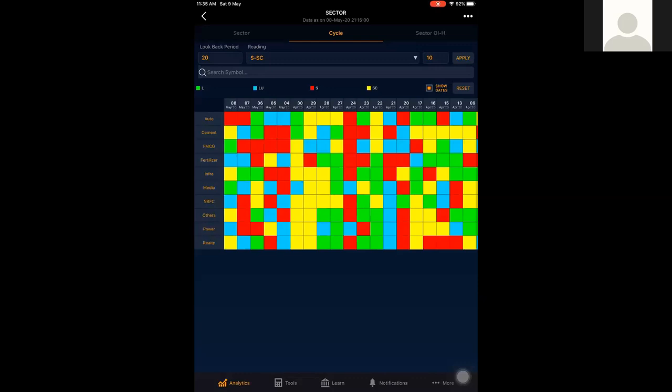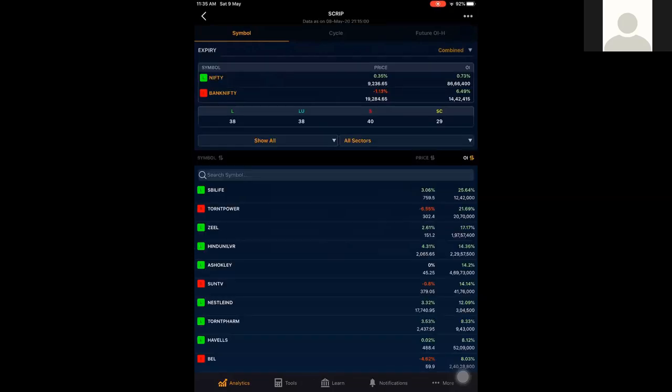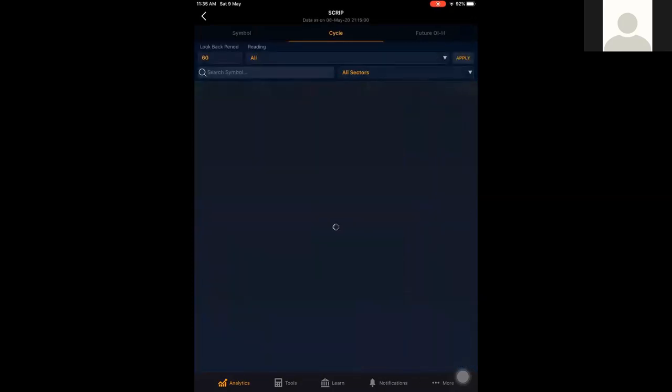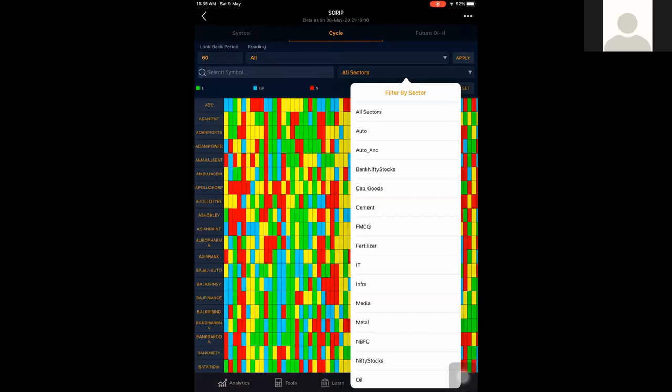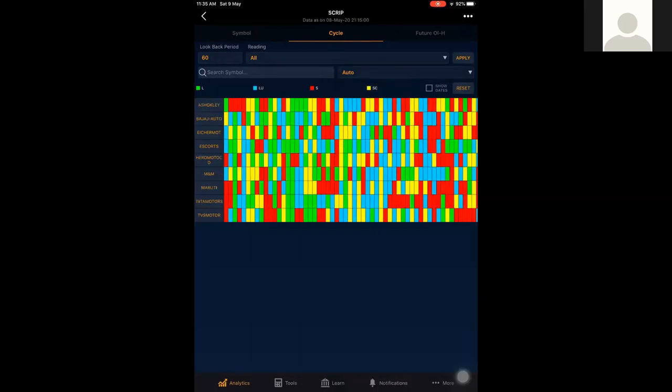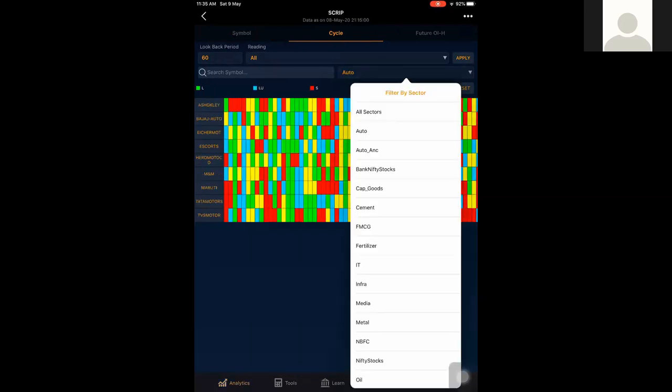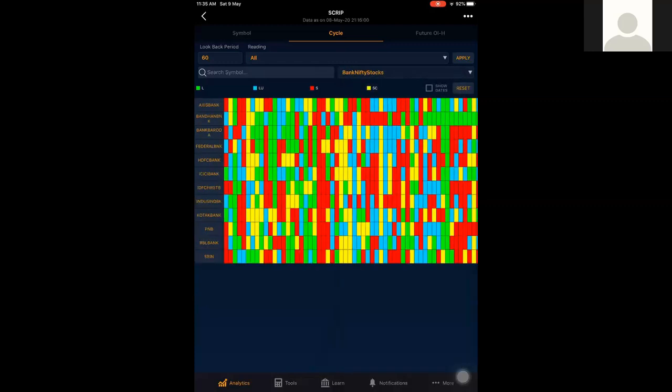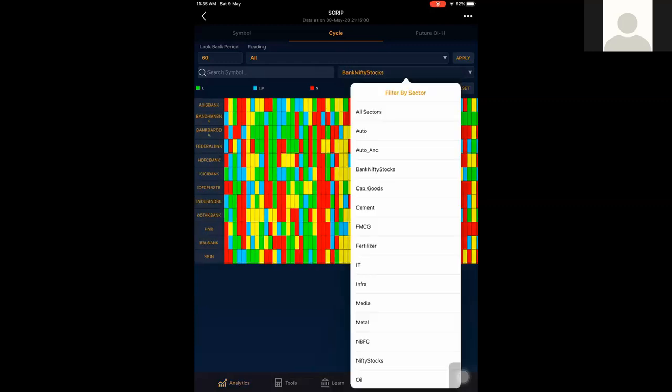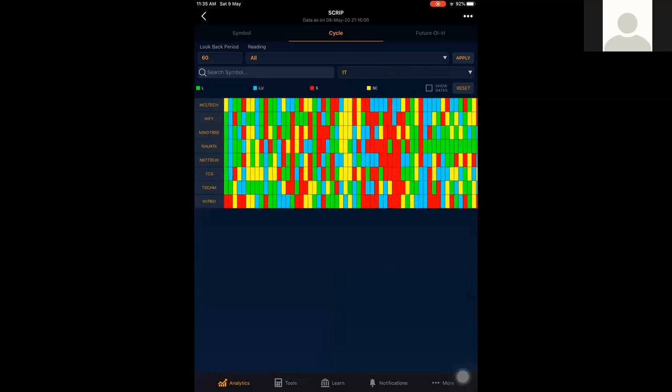How to find the stock composition of the sector indices created by Quantsapp? Yes, you can. If I go to script, when you look at cycle, now select auto, all the auto stocks are there. If I go to Bank Nifty stocks, the banking stocks are there. If I go to IT, the IT stocks are there. So the compositions of the stocks are there.